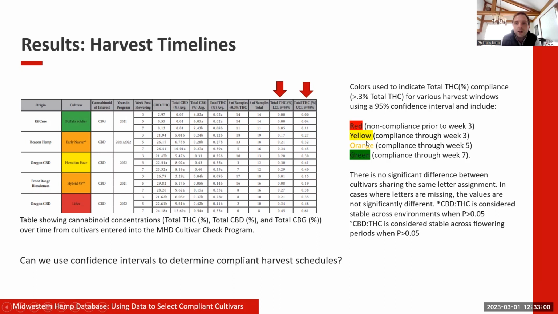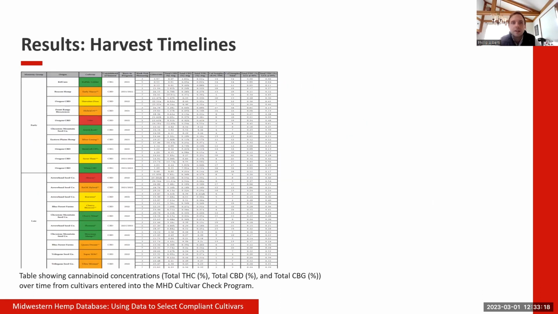Varieties in orange were compliant through week 5, and green varieties were compliant through week 7. And so this allows us to color code these varieties and give growers an idea of when they might need to start sampling for cannabinoids or be concerned, based off of variety performance across all of our trials. And so we did this for every variety in the program, giving growers some sort of idea of how they're performing.